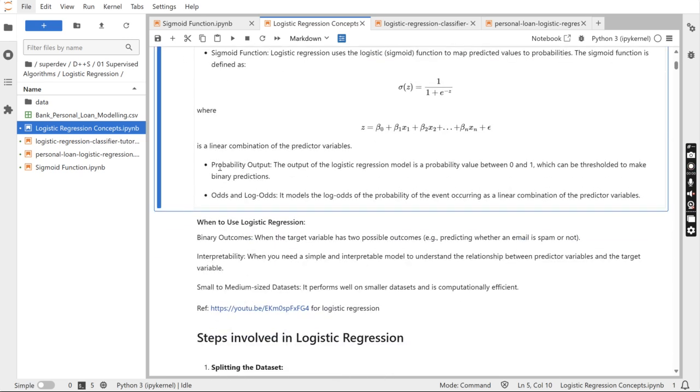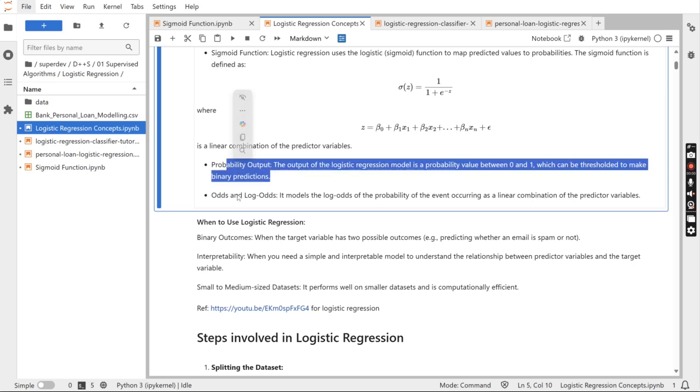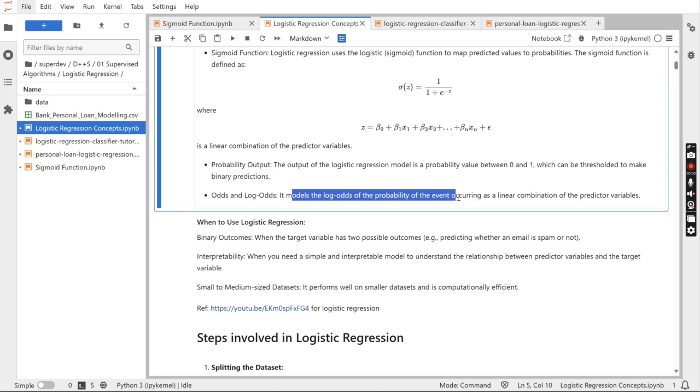Next, it gives you the probability as the output, and to that output you can apply the threshold to make the predictions. And next, it will give you the log odds. We will talk about this in depth, but for now just understand it gives you odds and log odds. What they are and all of that I'll explain in a bit.